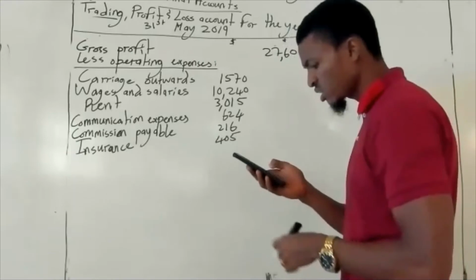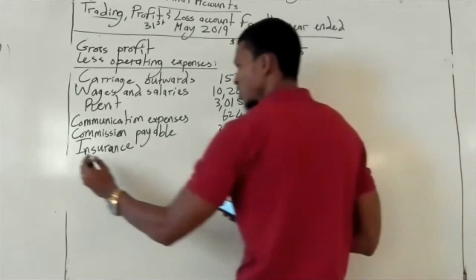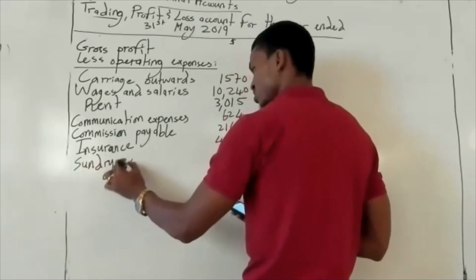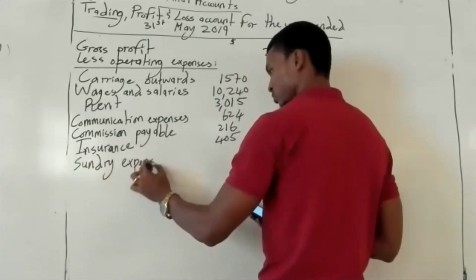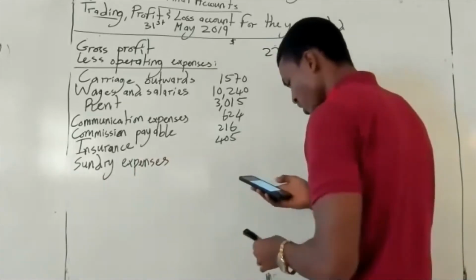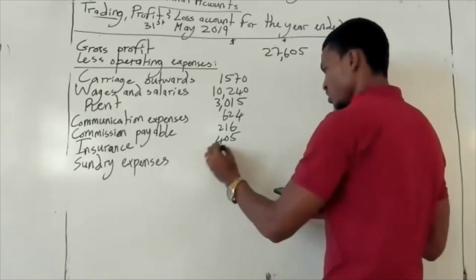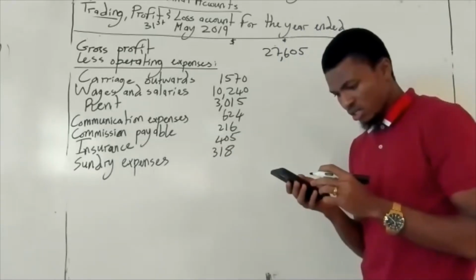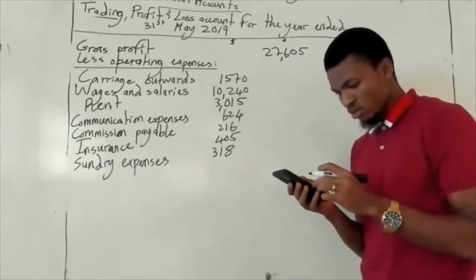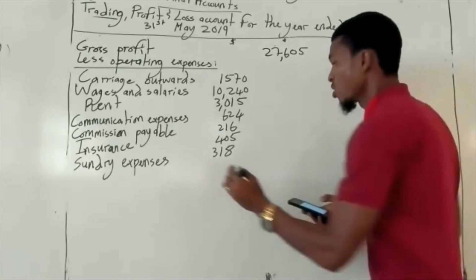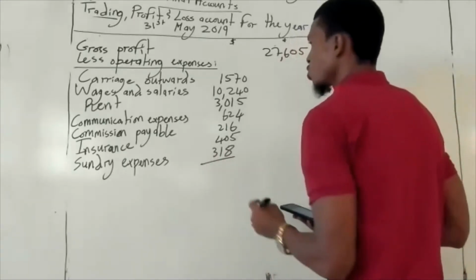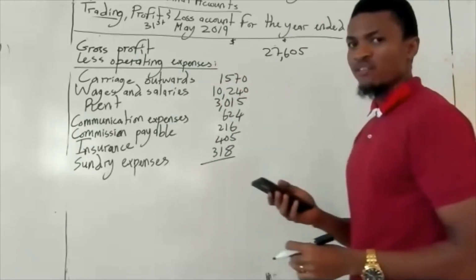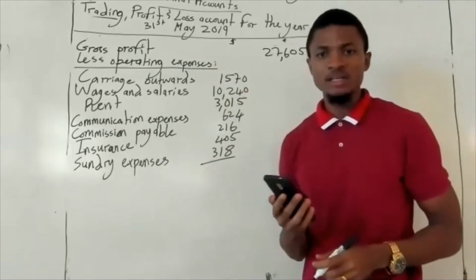The next one we'll take cognizance of is sundry expenses. Sundry expenses in the question is 318. The next one will take cognizance of building debtors, creditors. I guess there are no more operating expenses. So what do we do? We add all this. You have your calculators, feel free to add.